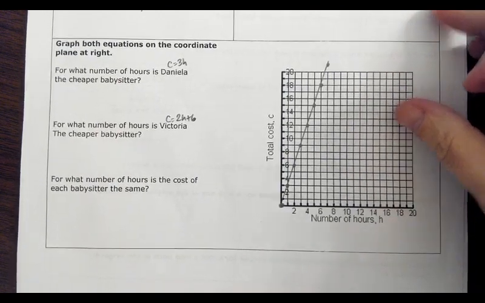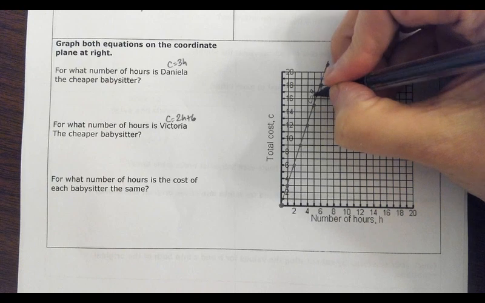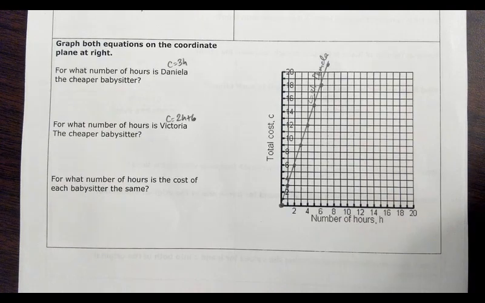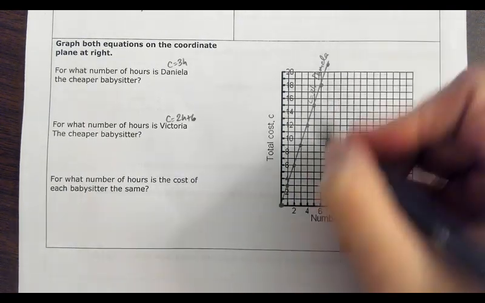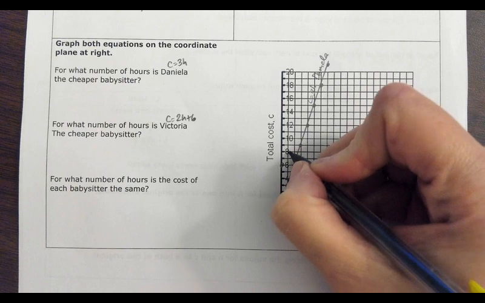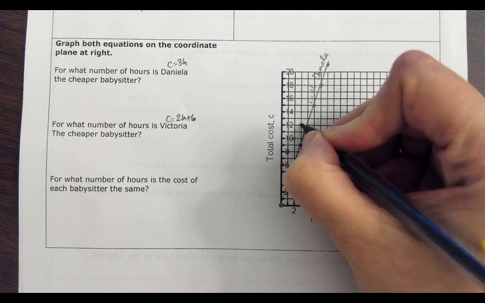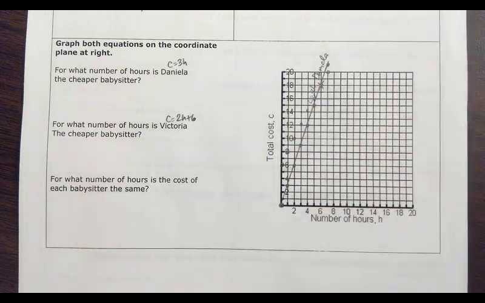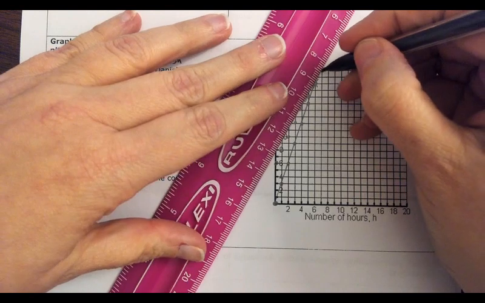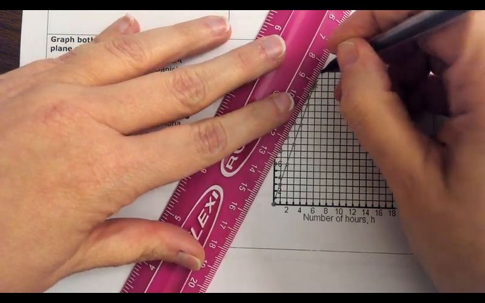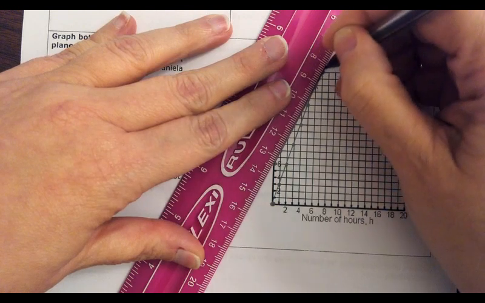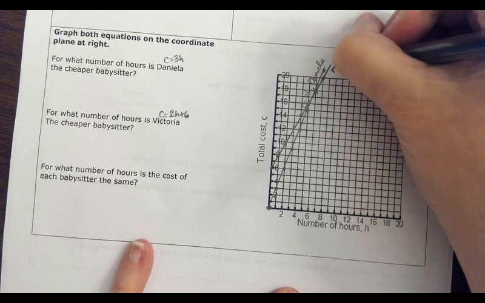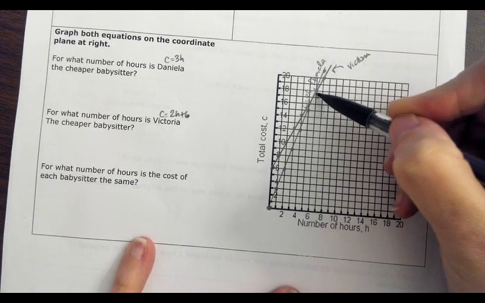So this is C equals 3H, or Daniela. Now, let's look at Victoria. Victoria starts at 6, and she charges $2 an hour. Now, notice, where they cross, I put an X. What does where they cross mean? Hoping that what you're all saying right now is that that is the intersection, and the intersection is the solution.